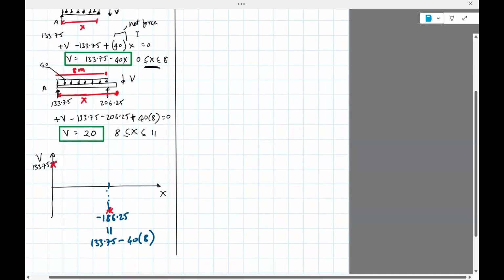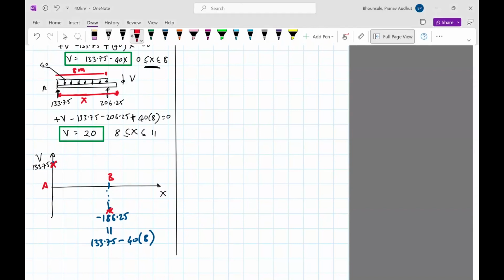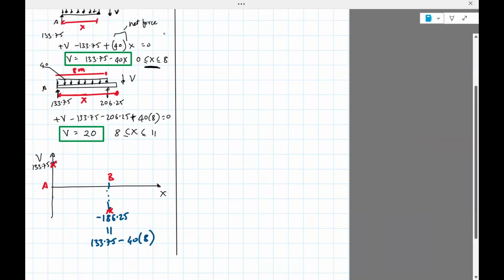Okay, now we need to connect the dots. We need to connect A with B. For that, we need to look at the equation. V is a linear function of x, so it's a straight line which connects A and B. So all we do is draw a straight line. That's it. Then at B, we have V equals 20.